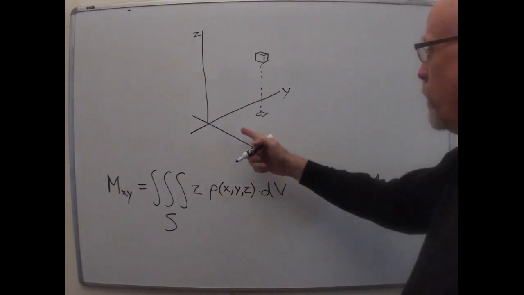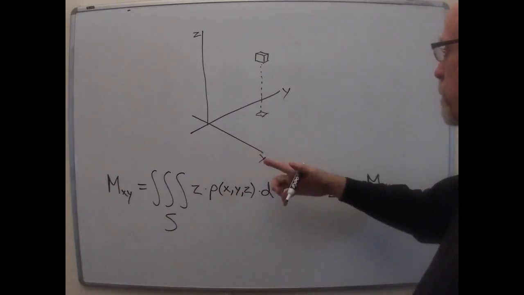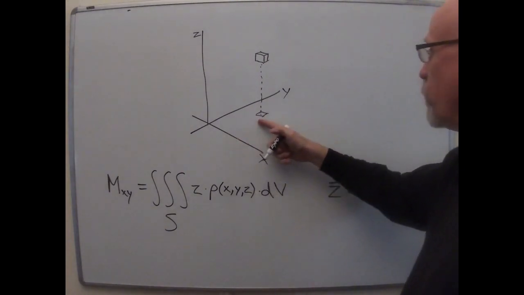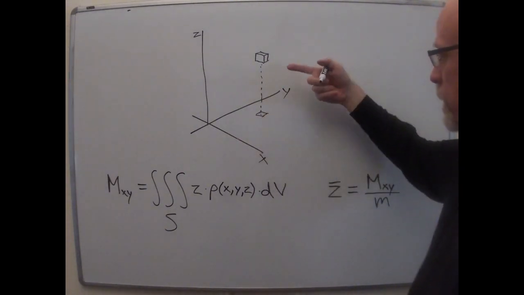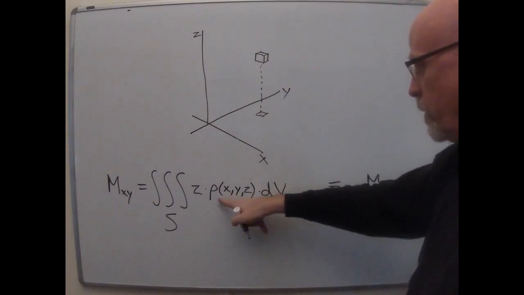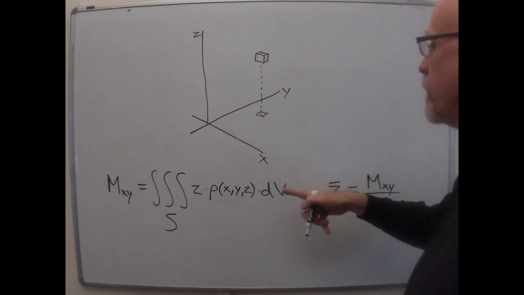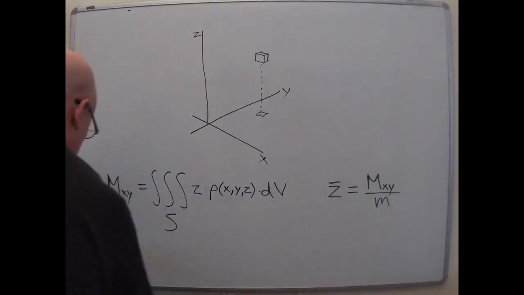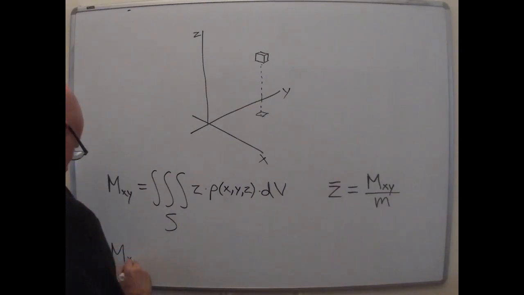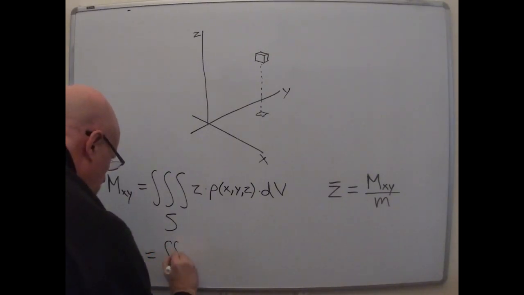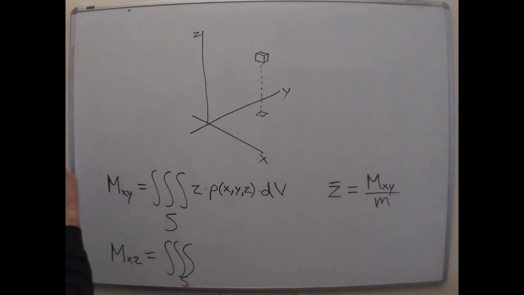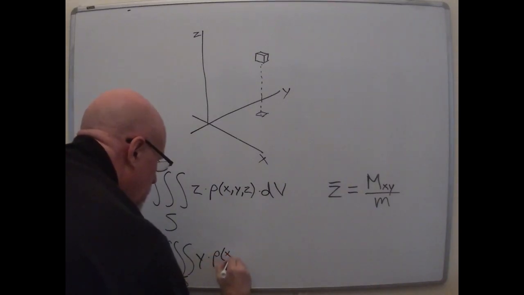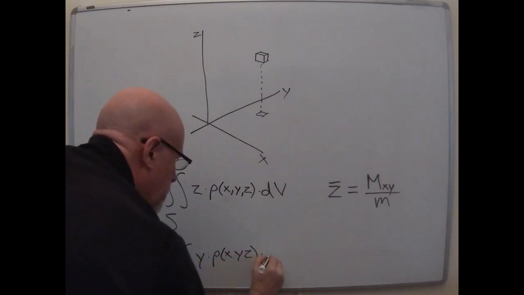You can think about, what if we integrated x times, I just moved my finger in the direction of y, so let's do that instead. What if we integrated y times the differential mass, that is the density times the differential volume? That'll get us how far we are from the xz plane. So that would be the moment from the xz plane: a triple integral over our region of y times rho of xyz times differential volume.